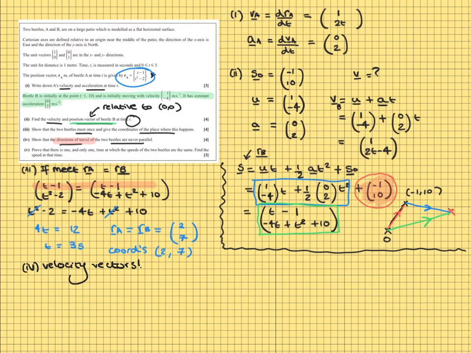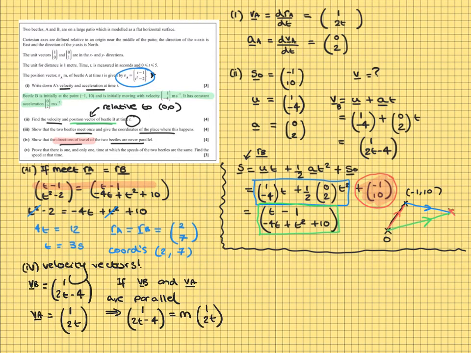So what do we know? We know that VB is equal to (1, 2t minus 4). We worked it out earlier. VA, we have, is (1, 2t), like that. Now think about what we learnt about parallel vectors. If VB and VA are parallel, that must mean that there exists some value k or m or whatever, let's say m, so we don't get ourselves confused with a k direction. So (1, 2t minus 4) must equal m multiplied by (1, 2t), i.e. the vectors must be multiples of each other, okay? So one vector is a multiple of the other, or the other way around.